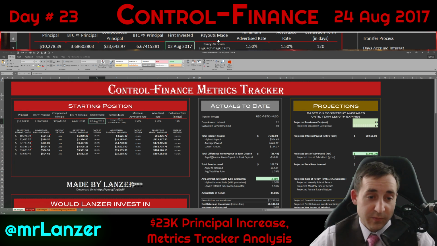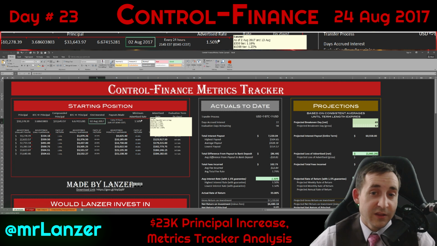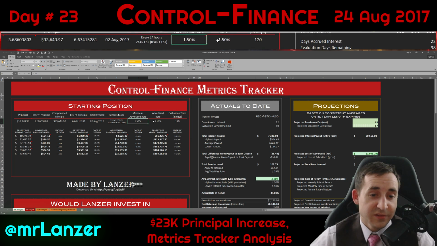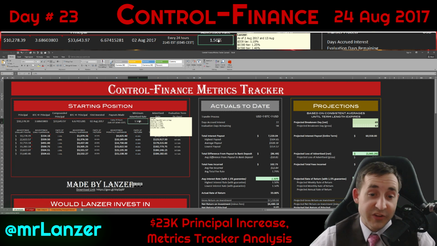Control Finance pays out every 24 hours. The minimum advertised rate is 1.50, and you can see this tier here. I'm above the $10,000 level, so the advertised rate becomes 1.50, and it hasn't changed since 2 August.